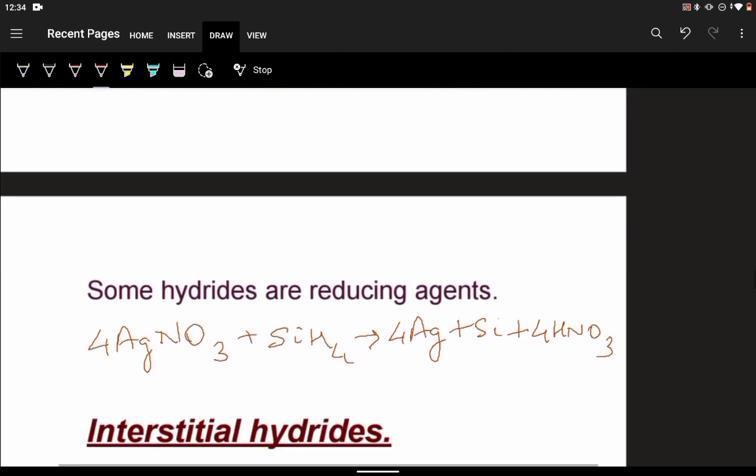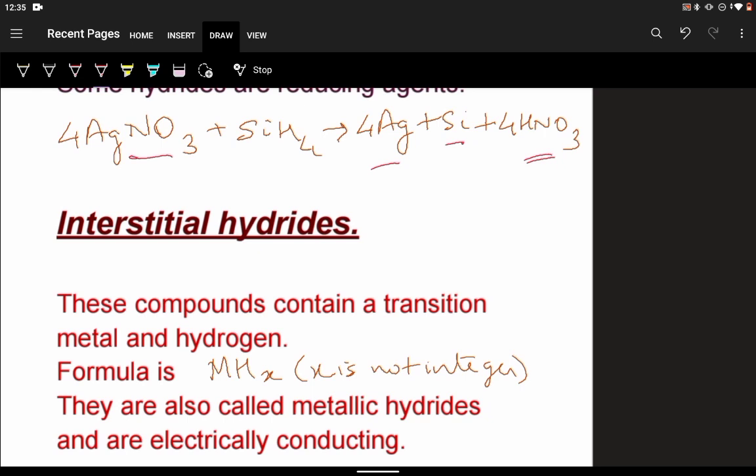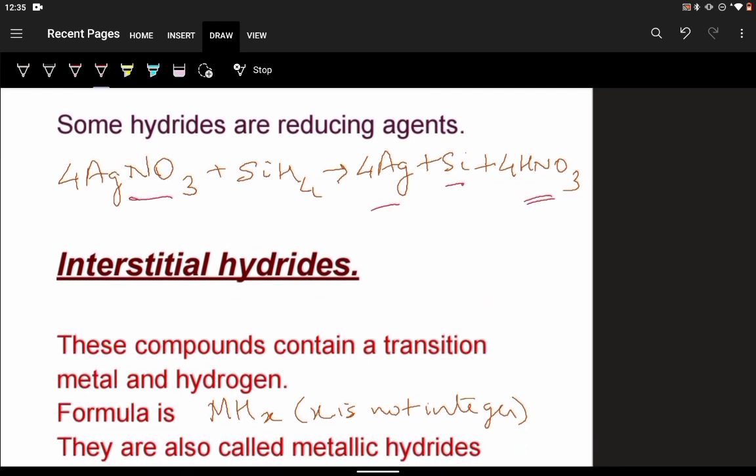Some of the hydrides also act as reducing agents, like SiH4 with silver nitrate. We get metallic silver, silicon and nitric acid will be formed. So here we find that the hydride SiH4 is acting as a reducing agent. Because in AgNO3, Ag is in the +1 state, whereas in metallic silver the oxidation state has been reduced. So this is a reducing action.